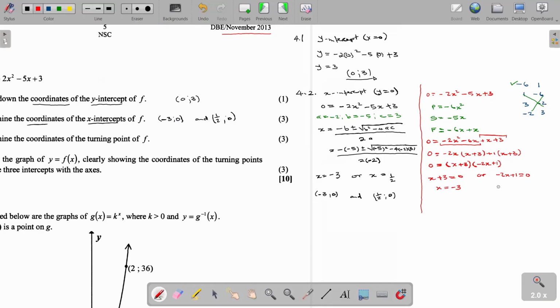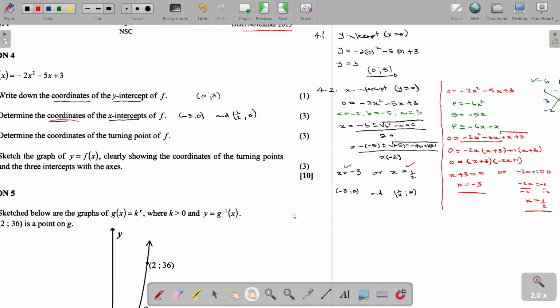The other side here, it means minus 2x will be equal to minus 1, when you transpose the 1. When you divide both sides by -2, the x will be equal to half. Here, x is equal to -3 or x is equal to half, which are the same solutions that we got. Then you remember to write your answer in coordinate form as per the requirement of the question.